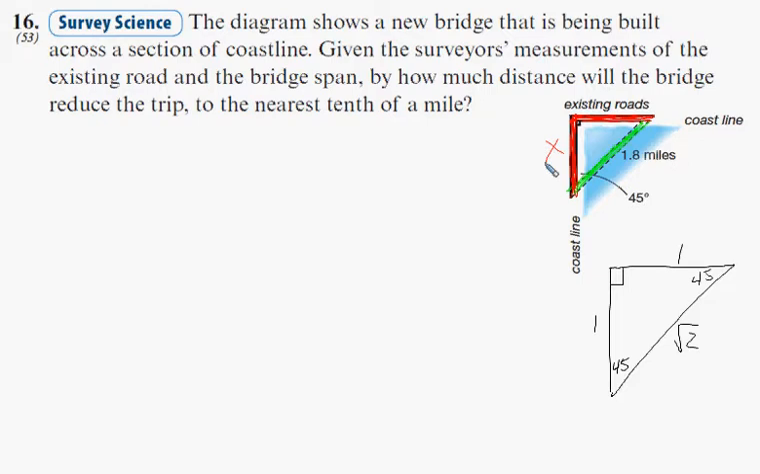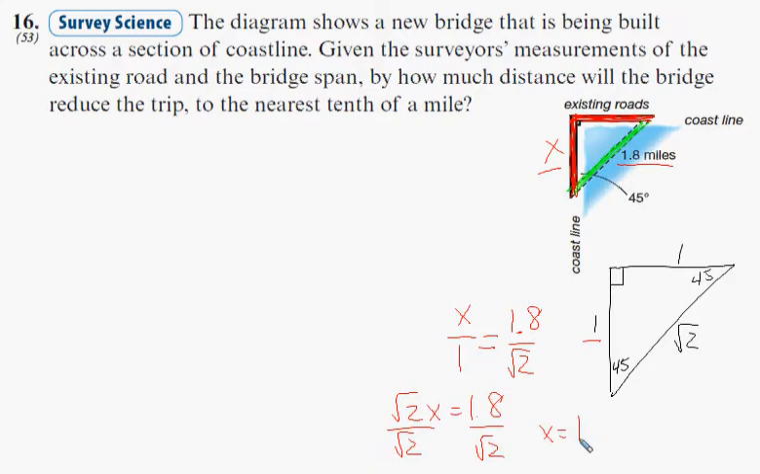Okay, so we can say x is to 1. I'm saying this x is to this 1 as this 1.8 is to the square root of 2. So we're going to solve for x. We've got square root of 2 times x equals 1.8. If you solve for x, that means we divide both sides by the square root of 2, and when you're done taking care of all of that, you should get x is equal to 1.27. I hope my calculations are right.